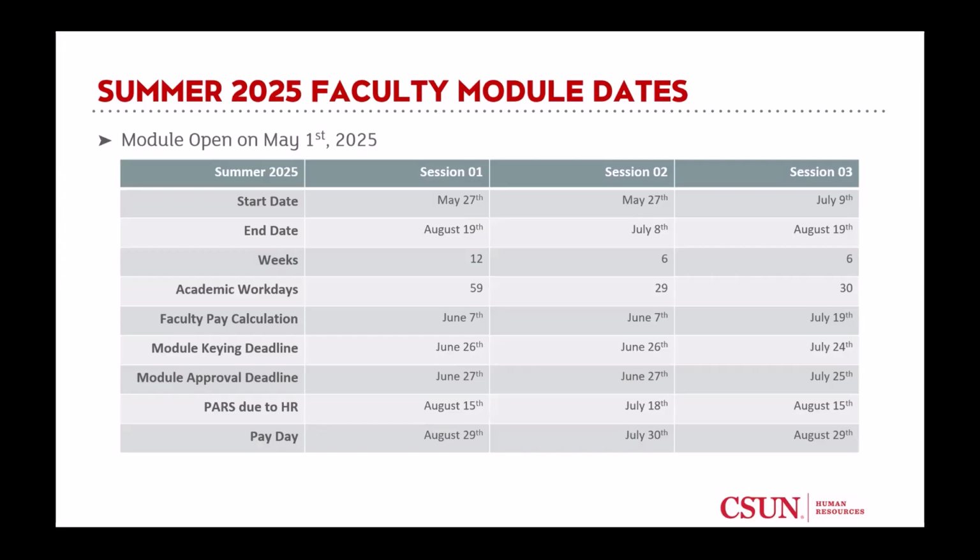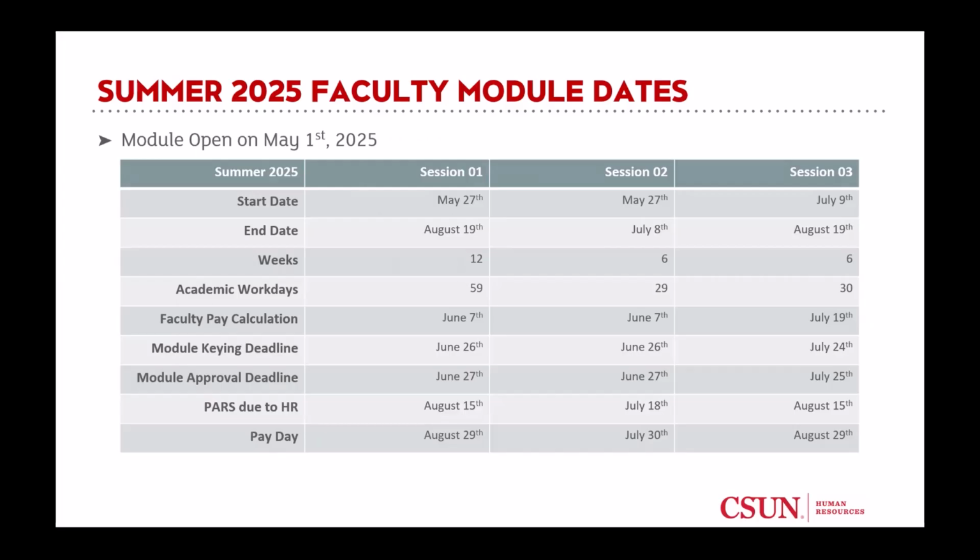As far as PARs, we're asking you to submit them the Friday before payroll cutoff for those respective pay periods. So for sessions one and three, that'll be August 15th, and for session two, that'll be July 18th. Session two is paid first, and sessions one and three are paid in August. I also listed the pay days for your convenience.